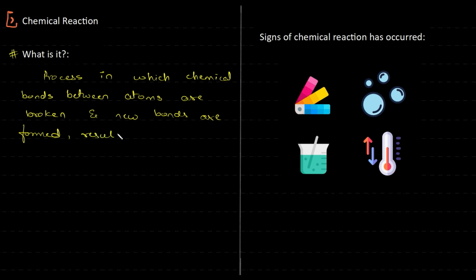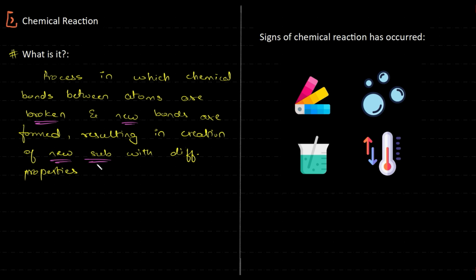Okay, guys. So this results in creation of a new substance with different properties. Does it make sense? First thing is we need to break to make new. So herein, a chemical reaction is a process in which chemical bonds between atoms are broken and new bonds are formed. This results in a new substance with different properties. That's when we say we have a chemical reaction.